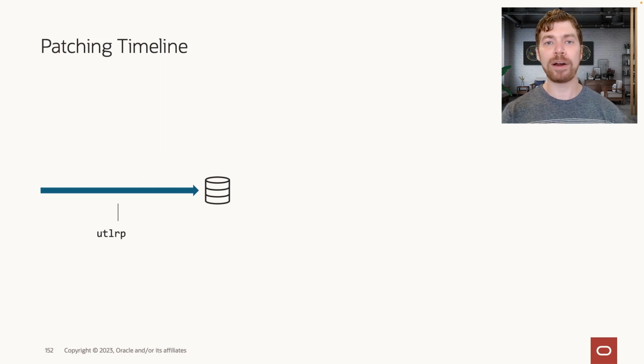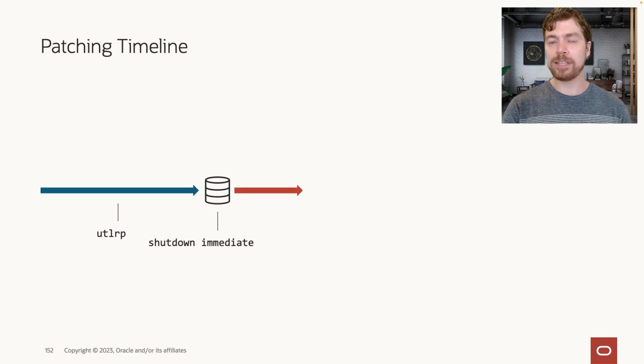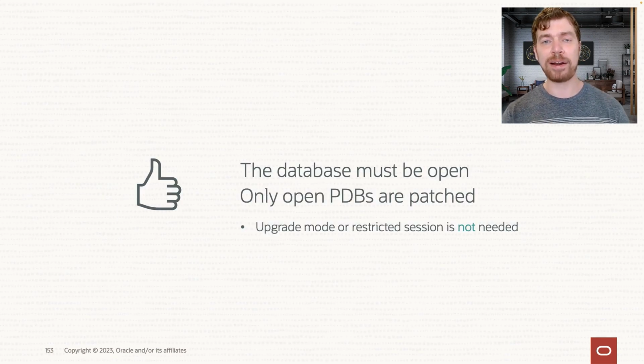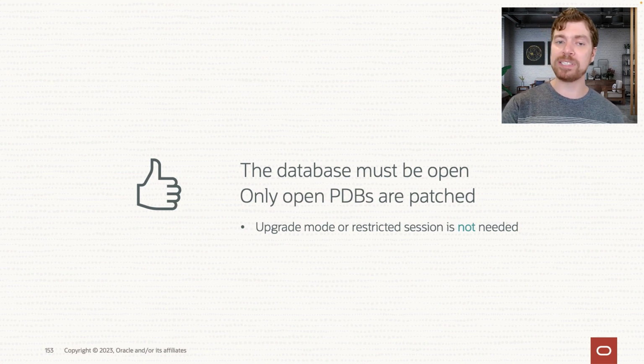Again, first you run utlrp. Then you shut down your database. Now, why you shut down the database? Because you're going to be moving this database to the new Oracle home where you have the patches applied. So you stop the database, you start it back in this new Oracle home. And don't forget the database must be opened, and also all the PDBs that you want to patch, they need to be opened. So ideally, open all the PDBs of this database.